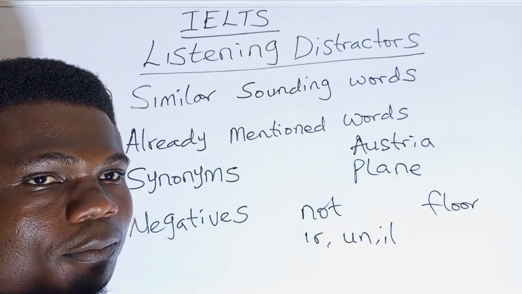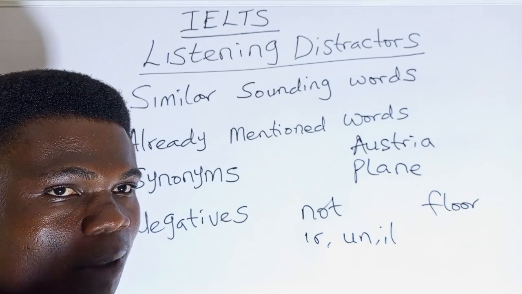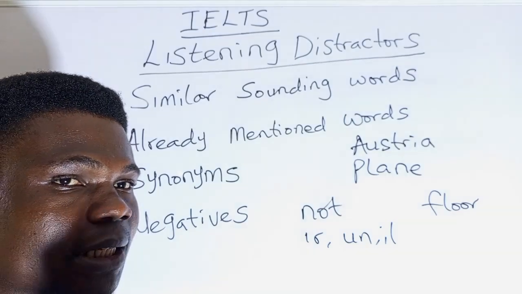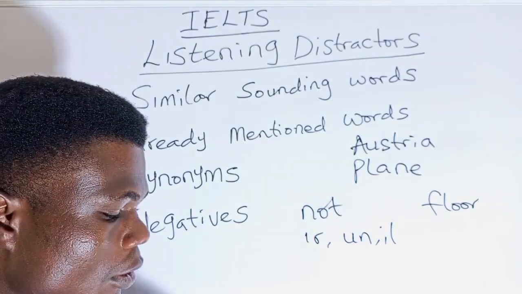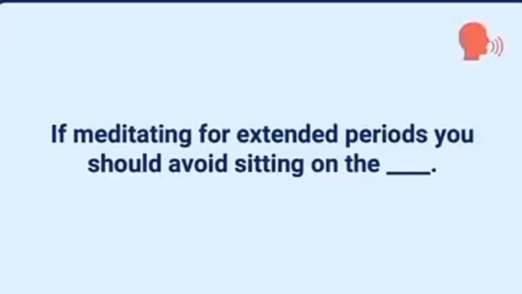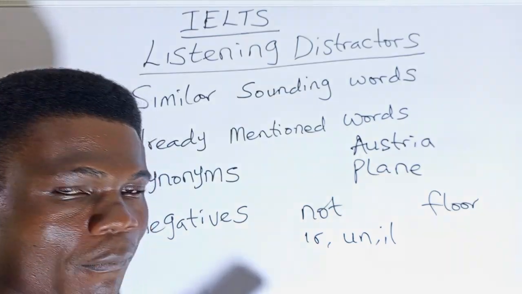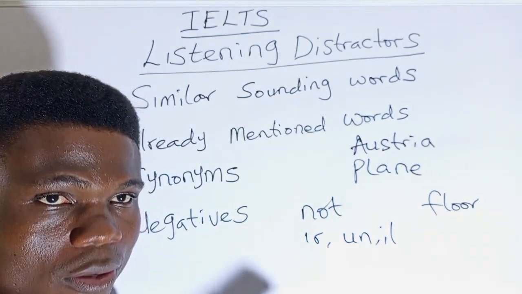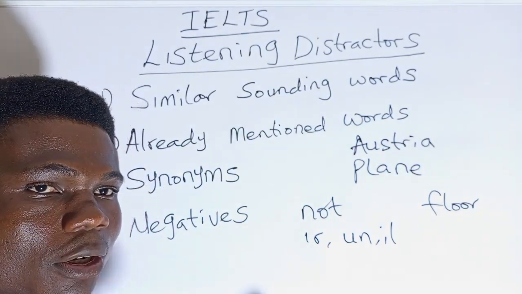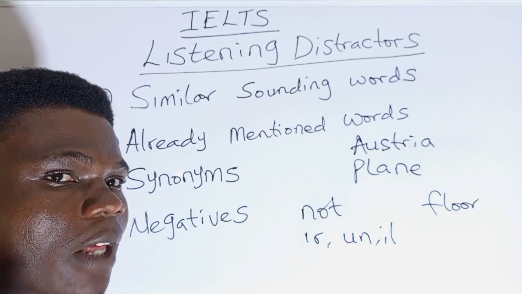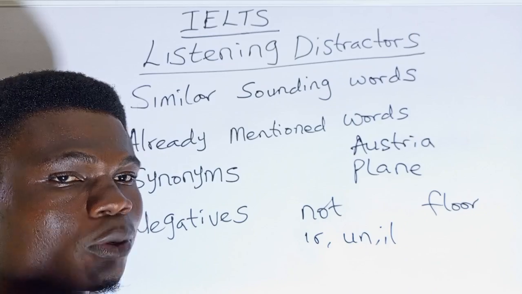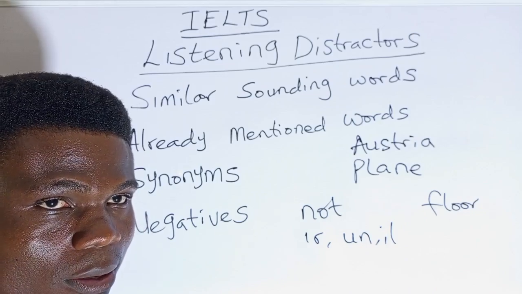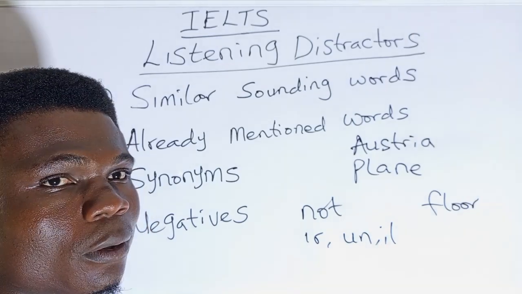Okay, so it says a lot of persons don't have issues with sitting on the floor to meditate. Okay, but if meditating for more than 10 minutes, now more than 10 minutes is illustrated here as extended period of time, extended period in the question. You look at that, synonyms. You should avoid sitting on the dash. So if meditating for extended periods, and in the audio it is if meditating for more than 10 minutes. So more than 10 minutes is an extended period. So look at that synonym and look at the negative. But, so in that sense, we have floor as our answer.